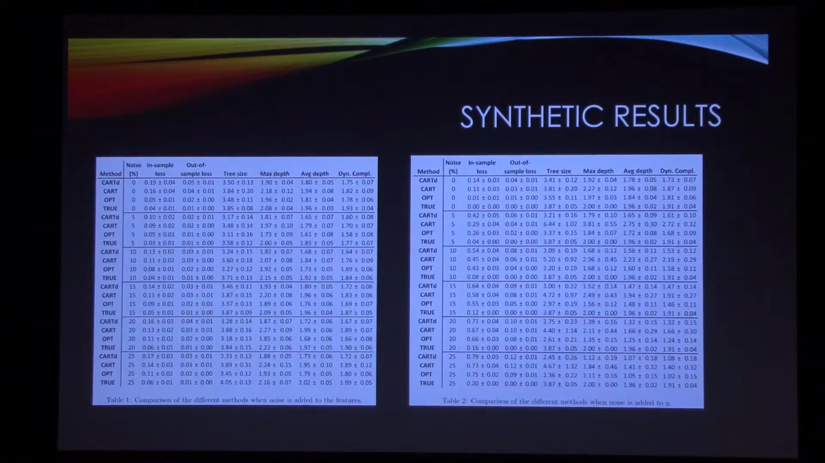Here are 2 tables. The one on the left is when we add noise to the features or the independent variables, and the one on the right is when we add noise to the dependent variables or the y. So on the left we have our method, we have the percentage of noise added, out-of-sample loss, and so forth.